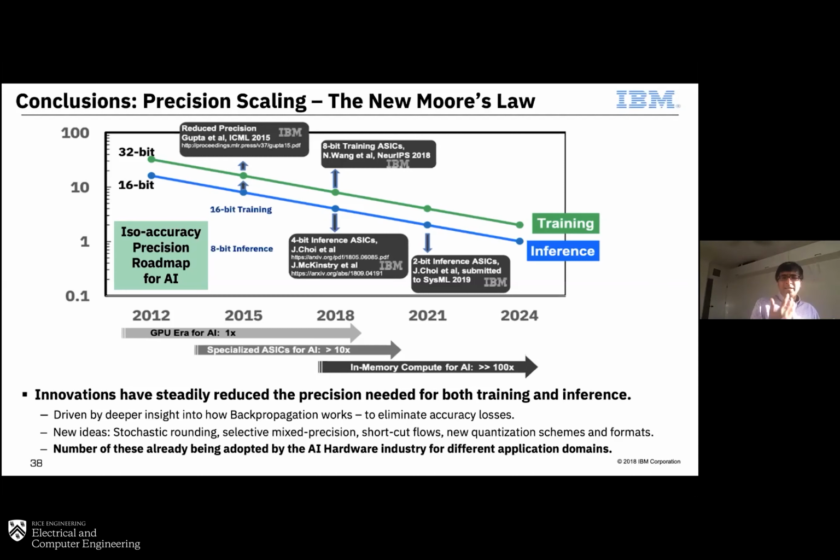And lots of new ideas have come in over the past 5 years to enable this very low precision roadmap. And obviously, there's a long way to go as well for both training and inference to further reduce it all the way down. A number of these ideas are already in IBM products and have been adopted by the AI hardware industry for a variety of different application domains.